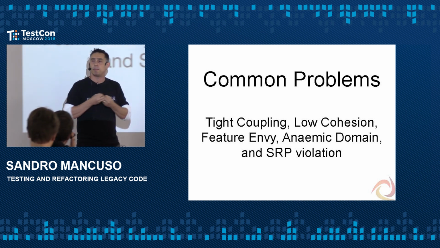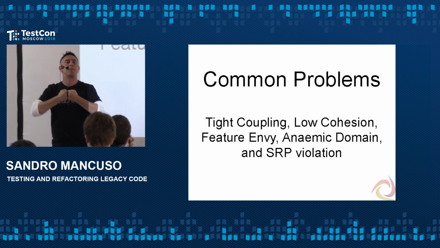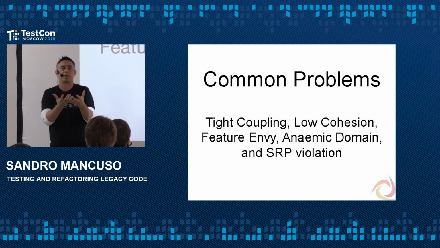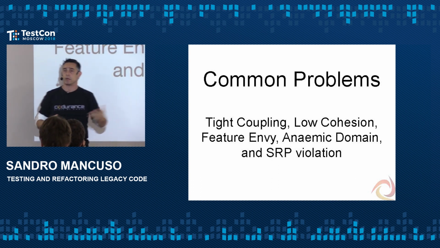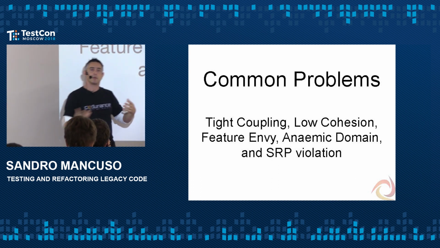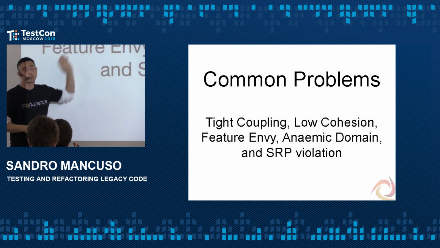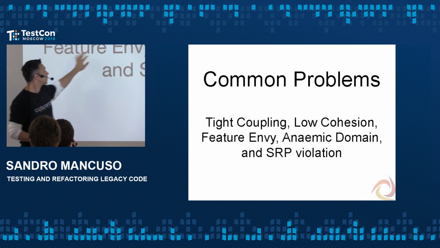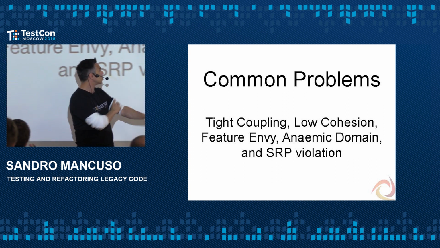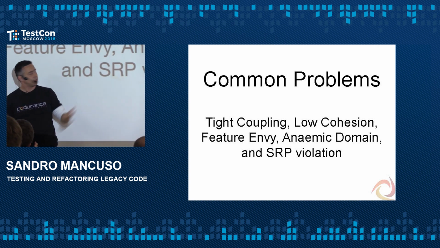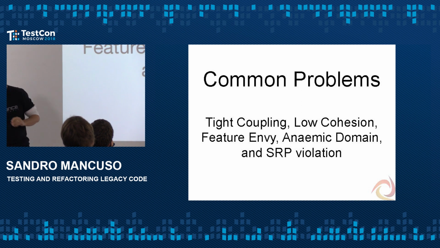There's lots of coupling. One of the most difficult things when testing legacy code is the amount of coupling that a class or piece of code has with other pieces of code. There's low cohesion as well, which means it's doing too much, so there's too much going on in there. Then I will talk about feature envy, which is one of the code smells. I'll show you. And then anemic domain and violation of the single responsibility principle. Those are some of the most common things.